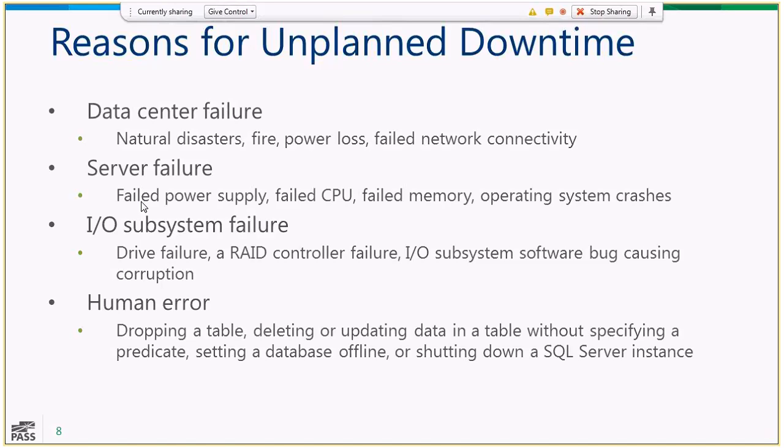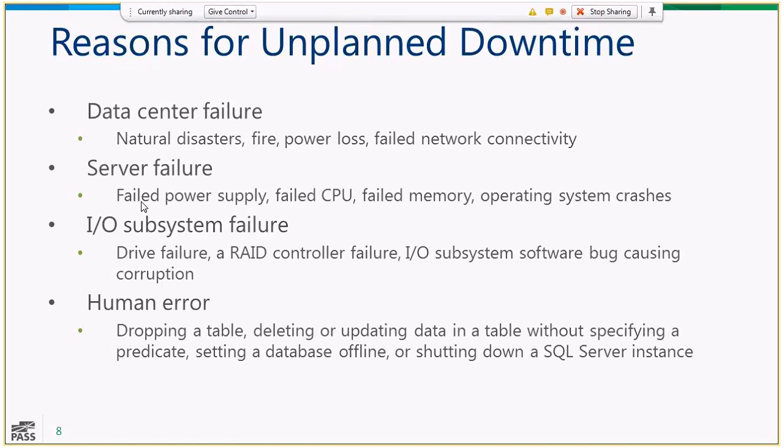Another thing that might happen, although it doesn't happen as often as it used to, is an entire server might fail. An individual component like a power supply or a processor or some memory might have a problem, or the entire Windows operating system might crash, but that really doesn't happen as often as it used to. Newer versions of Windows are much more stable than they used to be, and that just is not as big an issue as it used to be.